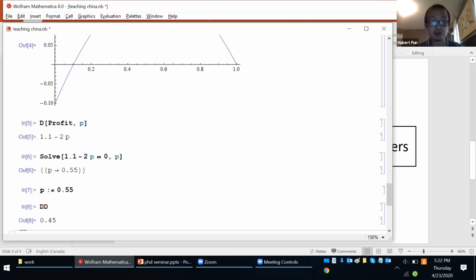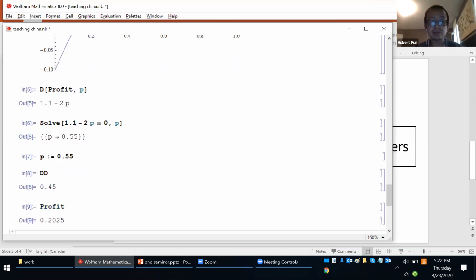And how much money do I make? That would be 0.2025. So the next step is for us to extend. Rather than the cost equals 0.1, it can be anything, okay? The cost can be anything.